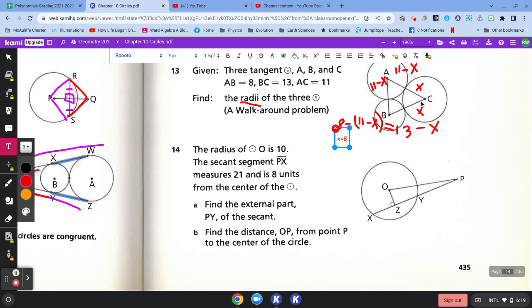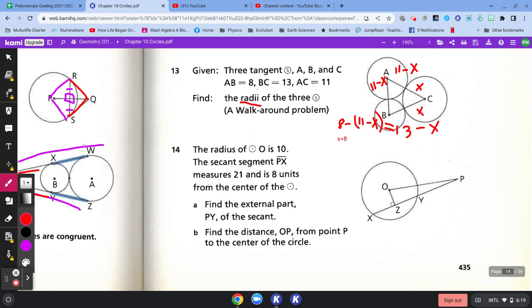So that tells me that this piece here, the radius of C is 8. And since BC is 13, the radius of B needs to be 5. 8 plus 5 is 13. And I've got 11 minus x, and that's 11 minus 8. The radius of A has to be 3. So let me put all that in.